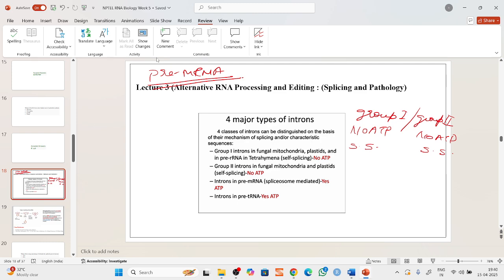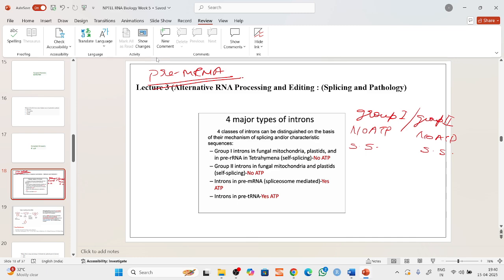Then comes the introns which are present in pre-mRNA. They require the spliceosome, therefore they require ATP as well. Introns present in pre-tRNA might not require the spliceosome, but they require some other kind of enzymes. So enzymes are needed here also, but those are not the spliceosome enzymes. These enzymes are known by a different name. And because they also require enzymes, they also require ATP. Introns in pre-tRNA are also not self-splicing introns.